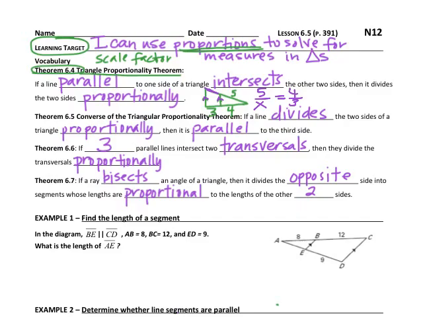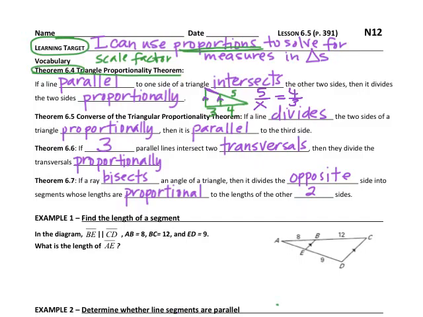So the proportions are going to be the exact same as long as we can see that there's a parallel relationship between the line and that third side of the triangle. We're going to look at an example, of course, of that particular theorem.